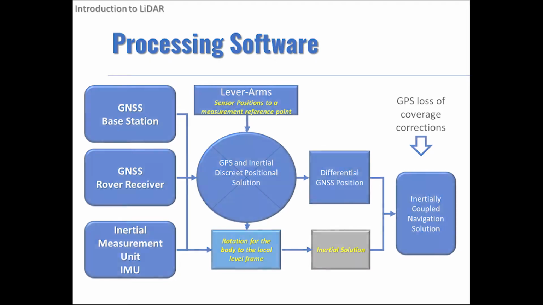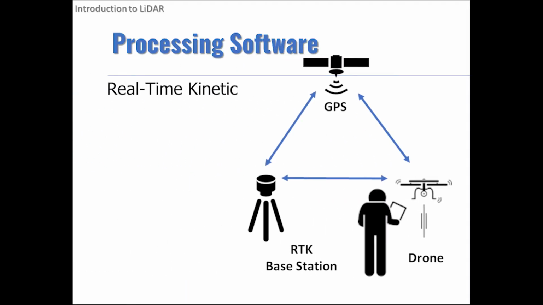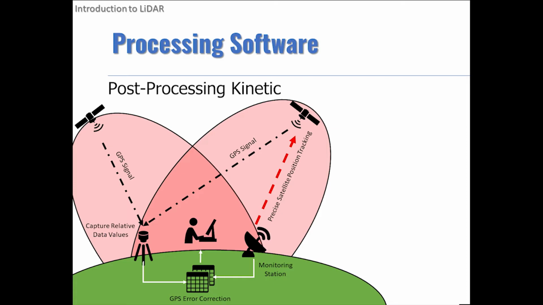The two most common are real-time kinematic processing, where the rover GNSS system is communicating in real time through the radio to a higher accuracy GNSS ground-based station. The second is post-processing kinematic processing, where the rover GNSS and the ground-based station GNSS datasets are processed after collection to correct the location data.